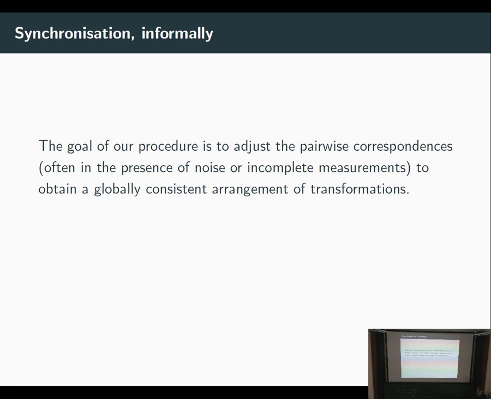So the goal is that if someone gives you a class of objects, the goal is to find this matching sequence of transformations that will produce, if you like, a globally consistent arrangement of those transformations.